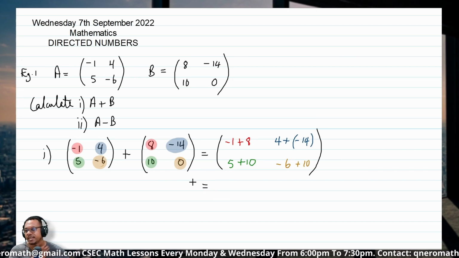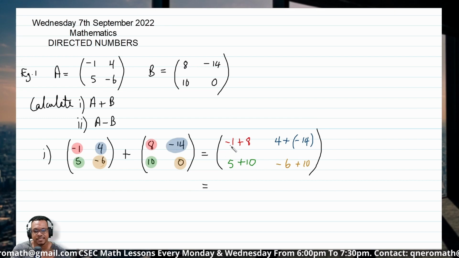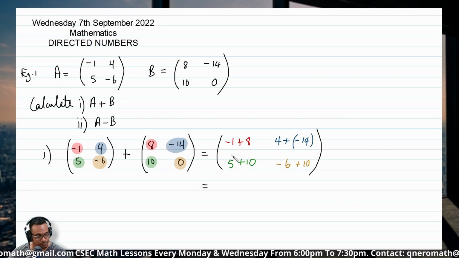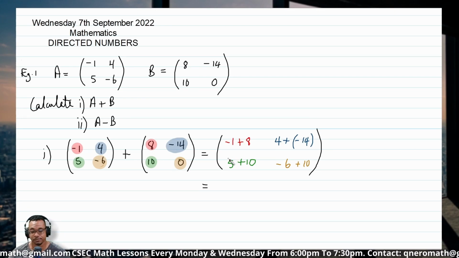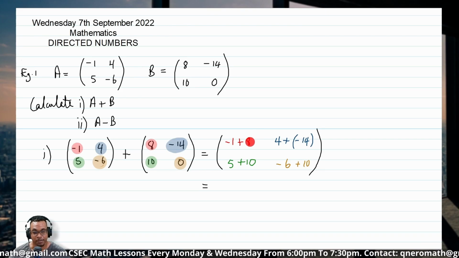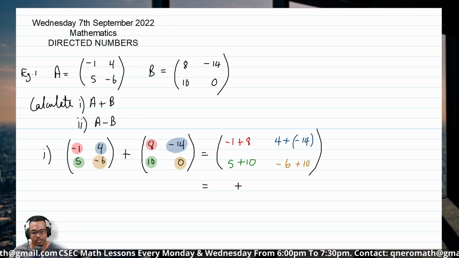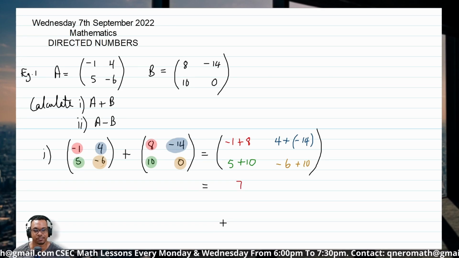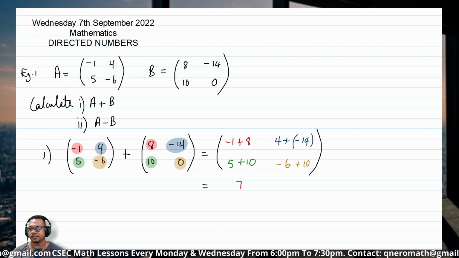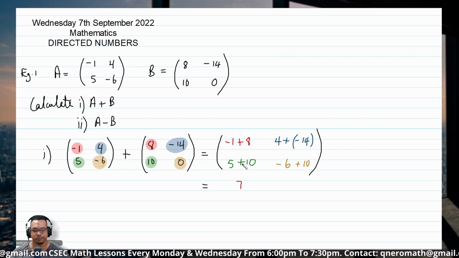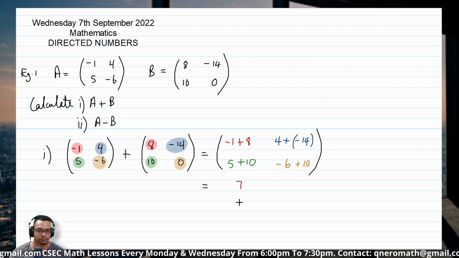So we're going to -1 plus 8. Here we have signs in front of numbers. They are different, so we're going to subtract. Now the 8 is the bigger magnitude. The sign in front of it is positive, so the answer will be positive. Take away 1 from it, you get 7, so positive 7. I'll come down here now to 5 plus 10. That's just straightforward, 15.